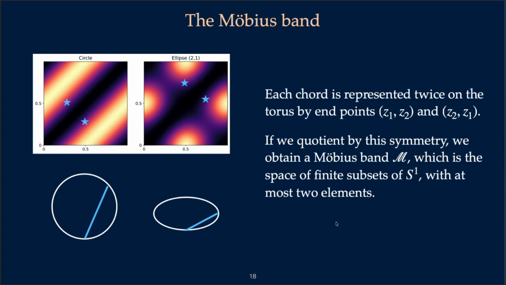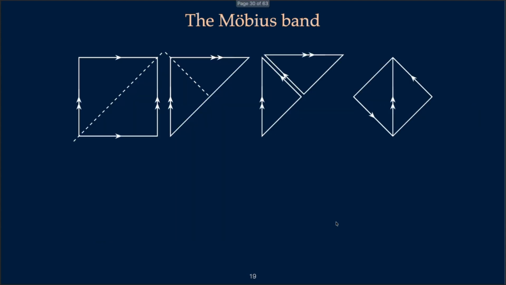So what we're really interested in is we want to get rid of that redundancy, right? So we sort of quotient by this symmetry of permuting the two things, and we obtain the Möbius band. So what we really want to enumerate is just the space of these chords, right? So each chord is defined by two endpoints, but there are two equivalent representations of the same point by permuting the two endpoints. So this is how you get from that torus to a Möbius band.